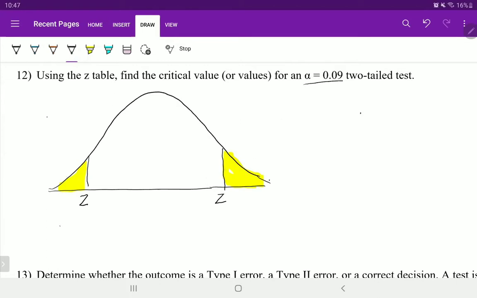But because there's two parts, I'm going to take my 0.09 and divide that by 2. When I take 0.09 and divide that by 2, I get 0.0450. And that means each shaded region is going to have that probability of 0.0450.